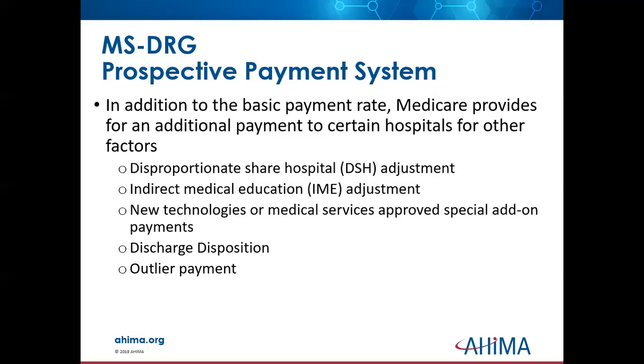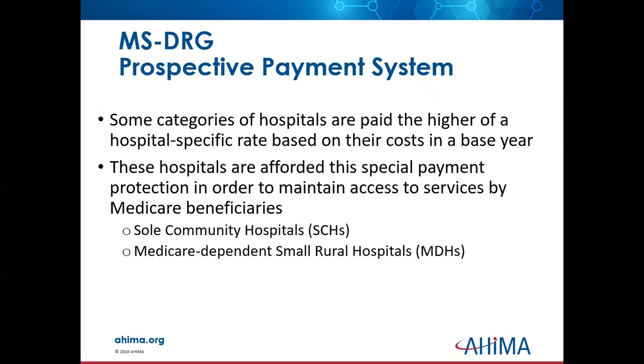You can think of outlier payments as those specific cases that fall out of the norm of an MSDRG. So there were additional adjustments for that. Some categories of hospitals are paid the higher of either a hospital-specific rate based on their costs in a base year. These hospitals get this additional payment in order to protect their financial viability because they provide critical access to underserved hospitals. Some examples of that would be sole community hospitals or Medicare-dependent small rural hospitals. So in those areas that are outside of a major metropolitan area, this is a way of ensuring that these hospitals can financially survive.